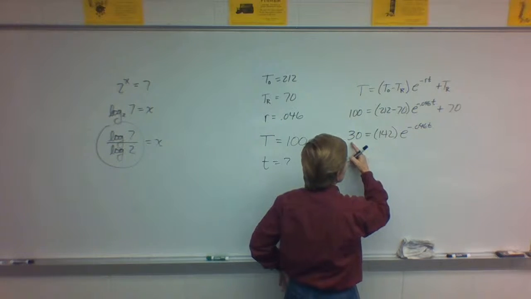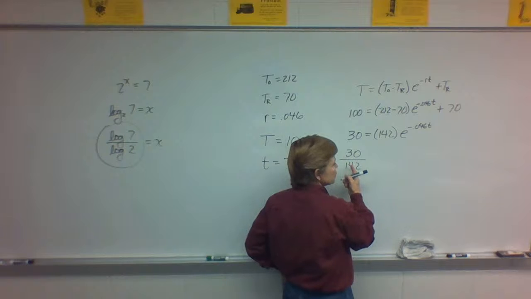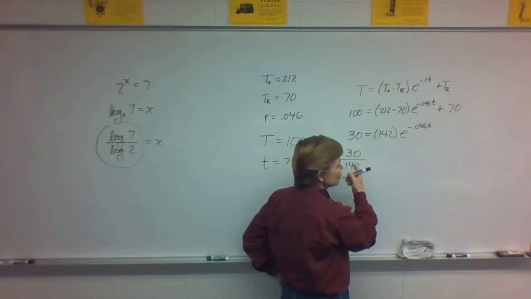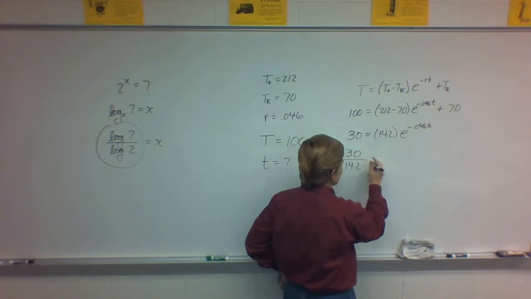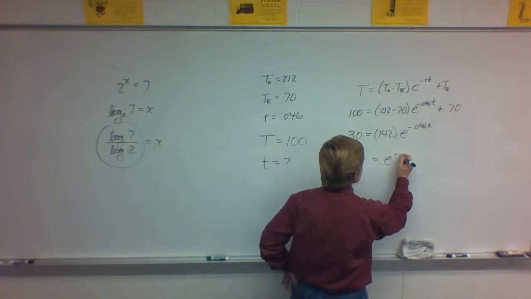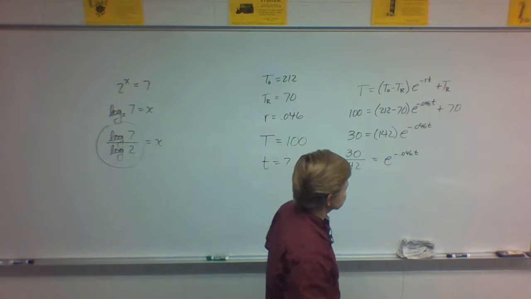Got one more thing to do. I've got to divide 30 by 142. And I know that will reduce, but I don't care that you do it at this point. It'll work out no matter whether you reduce it or not, so I'm just going to leave that. My objective is to isolate this. You can reduce it if you want, but it's not necessary right here.